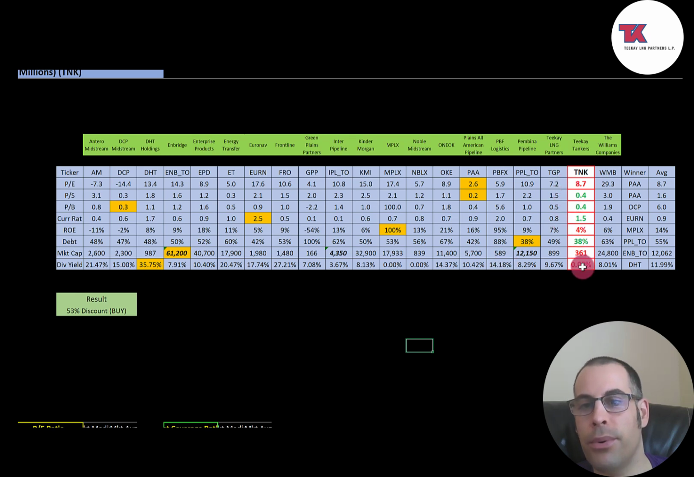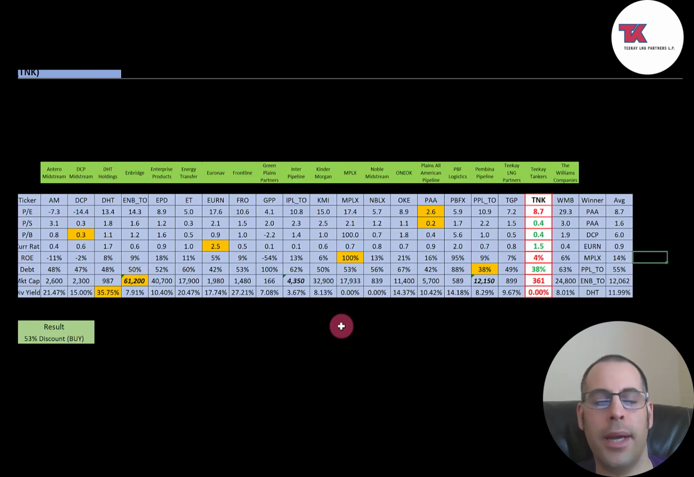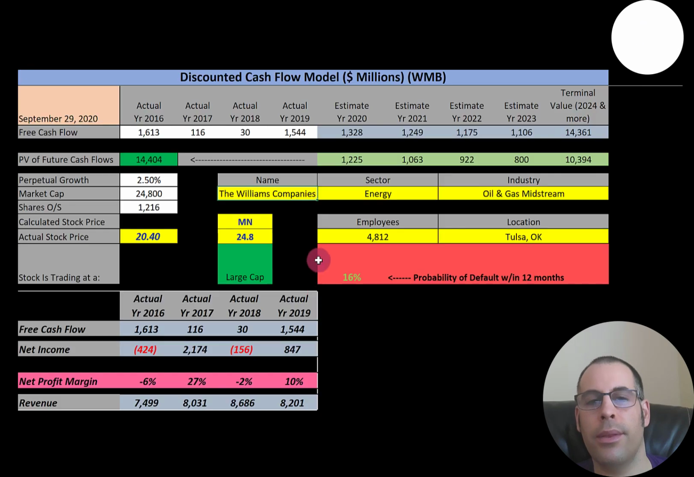Their ratios look pretty good, and their financials are a bit weak. The last company we're going to look at is the Williams Companies. This is a big company, 24.8 billion market cap. They're listed on the S&P 500. They trade at $20.40 a share, and they have 1.2 billion shares outstanding.